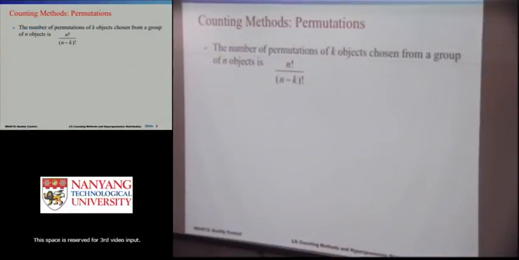Anyway, now if we choose k objects from n objects, this time we don't need to arrange all the objects. We just arrange part of the objects. Then the number of permutations equals n factorial divided by n minus k factorial.